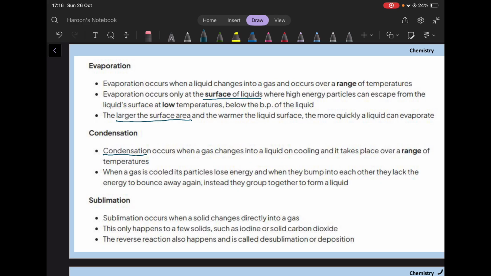Sublimation, as I told you guys, is no longer examinable, but when a substance directly changes from a solid to a gaseous state without changing into a liquid state, this would be sublimation. A good example would be iodine or solid carbon dioxide. These are a couple of examples. And of course, the reverse of this would be desublimation or deposition.